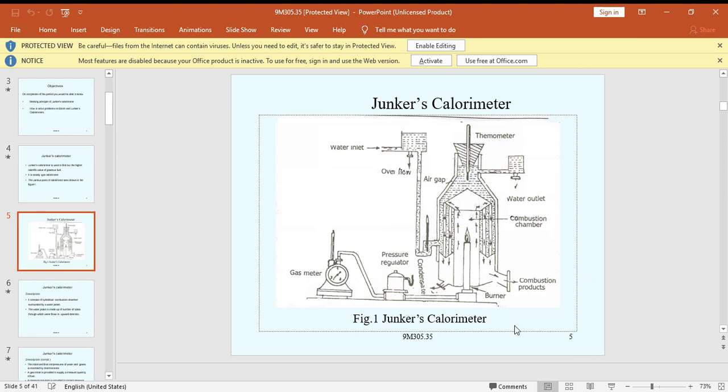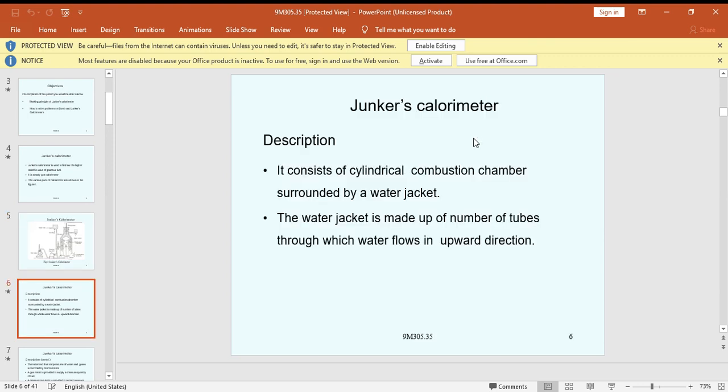Once again, it is an inner combustion chamber in which the products of combustion move in the upward direction. The chamber is surrounded with a water jacket, through which a number of tubes pass. Heat liberated by the combustion of the gas is absorbed by the water. Thermometers are provided to measure the exit gas temperature. The arrangement ensures the complete transfer of the heat of combustion to the water, and the temperature of exit gas is nearly equal to the room temperature.